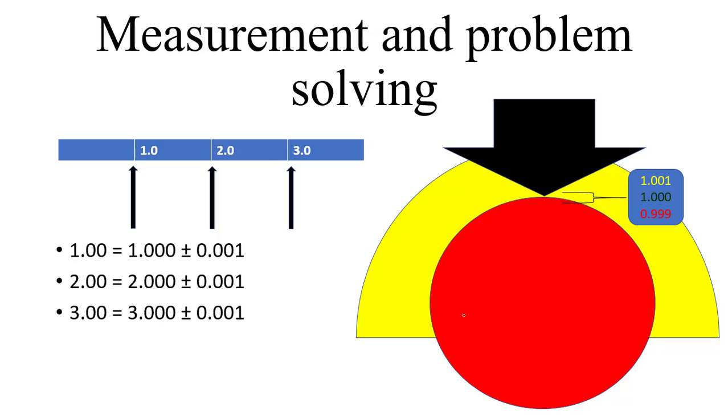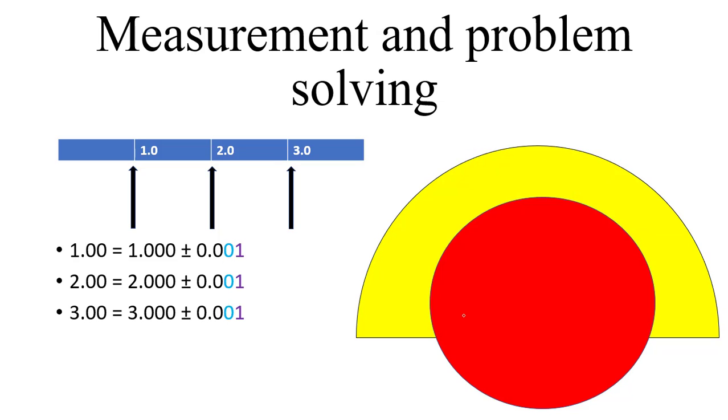The acceptable reportable range is now 1.001, 1.000, or 0.999. You can see as we increase the decimal from tens to hundreds to thousands, the range of uncertainty decreases, the certainty increases, and the precision increases.